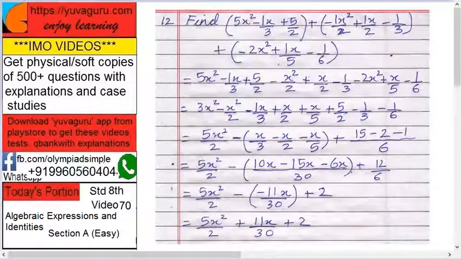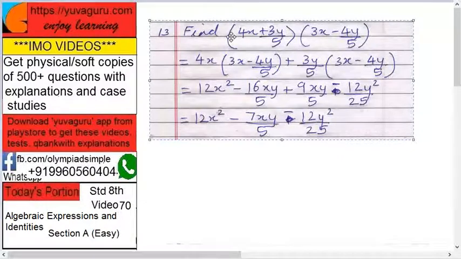Again solve this. So 5x square upon 2 will remain as it is, and solve this bracket. LCM of 3, 2 and 5 is 30. Solve for this numerator. You get 10x minus 15x minus 6 plus 12 upon 6. Okay, now solve this, you will get minus 11x upon 30. Okay, minus minus plus, so 5x square upon 2 plus 11x upon 30 plus 2. So that is the required answer.